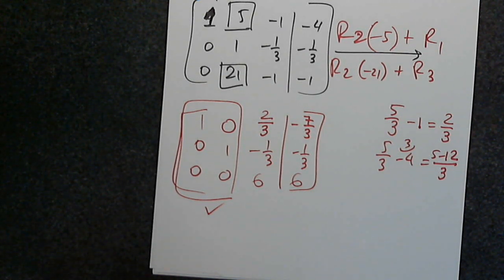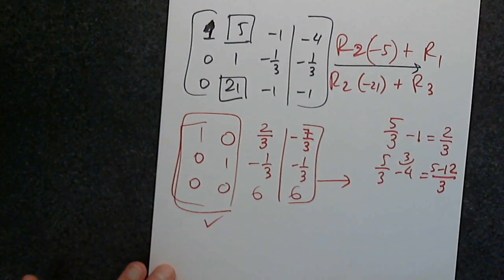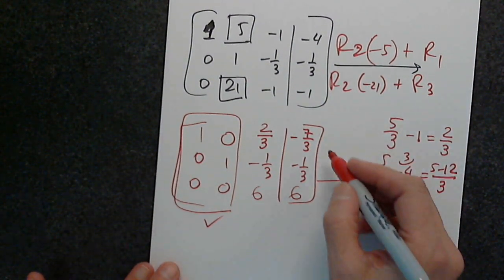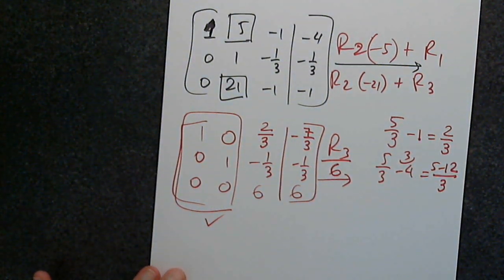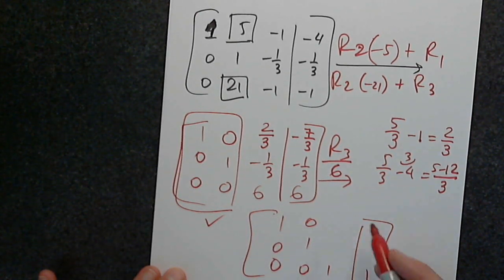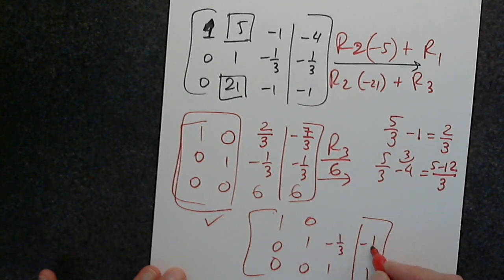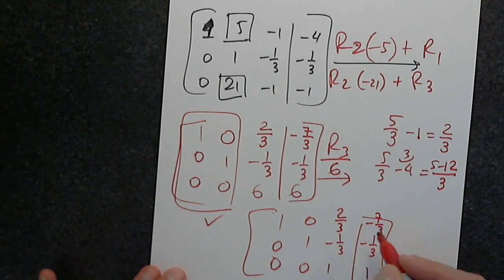What do I see? And what do I have to do? The final row, you have to make the value of 1. So 5 by 6. Perfect. So 1, 0, 0, 0, 1, 0, 1, 1, negative 1/3, negative 1/3, 2/3, negative 7/3.